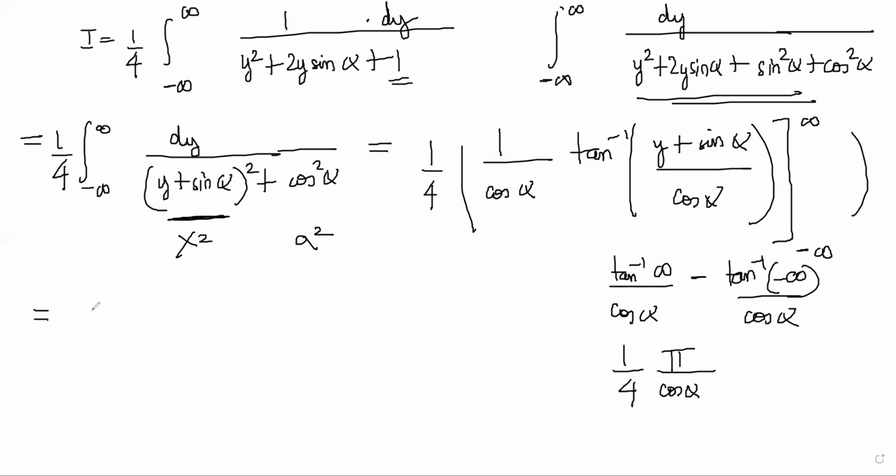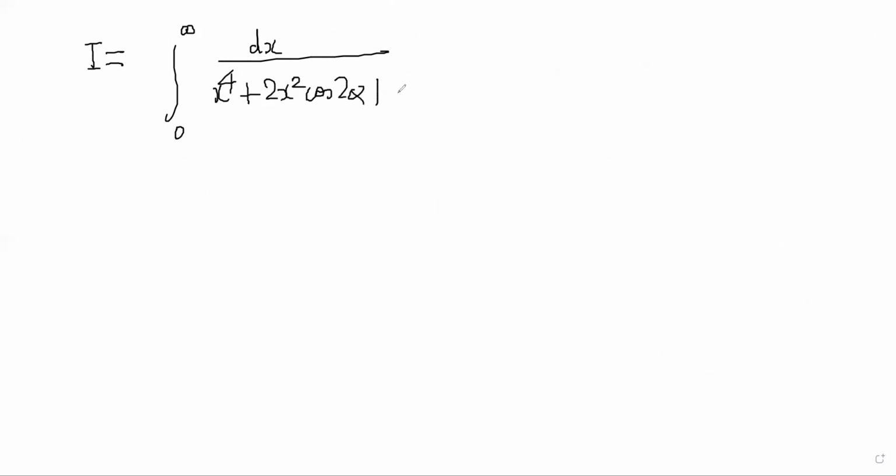So we get a very nice answer. It is coming as pi by 4 cos alpha. Pi by 4 cos alpha. So notice what has happened. Our initial integral, which was written in terms of x initially, 0 to infinity dx by x power 4 plus 2x square cos 2 alpha plus 1, is coming out to be pi by 4 cos alpha, right?